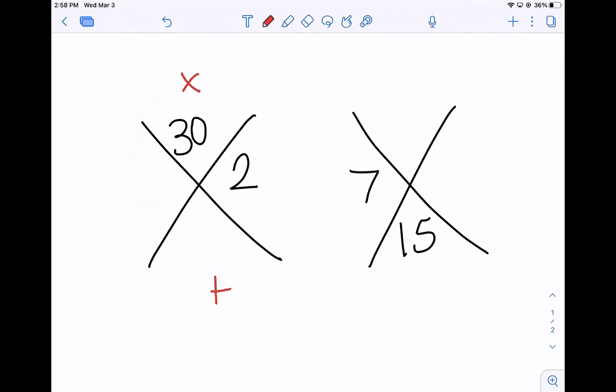All right, so we have to think in this first problem, what number times 2 is 30? And that would give us 15. And then we'll add them together to get the bottom number. 15 plus 2 is 17.